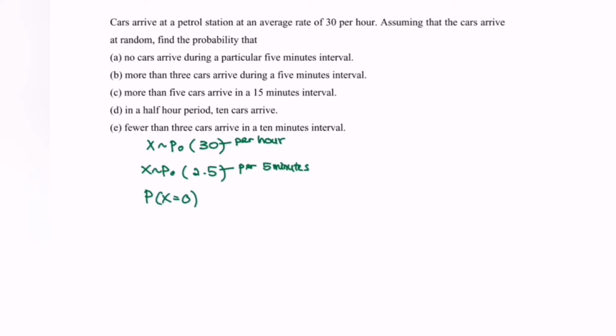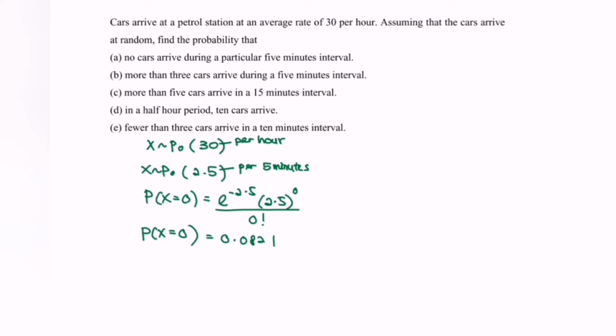So we can substitute into the formula, where we have e to the power of negative 2.5, times 2.5 to the power of 0, over 0 factorial. And we will have the answer 0.0821 for the probability that X equals 0.